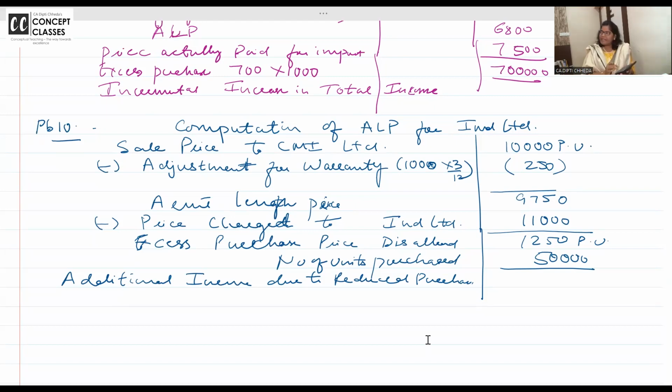50,000 into 1250. Are you all doing calculations faster than me? 6 crores 25 lakhs. And they didn't give their students what is the income of IND Limited. Some problems, if they are giving income, then we have to add this and write income will increase. Easy, right? So this is like this RSP method.